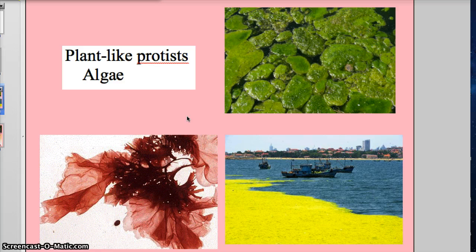It comes in many different colors: red, yellow, green, brown, diatoms, dinoflagellates, euglenoids. You may not have heard of some of those, but those happen to be some of the plant-like protists, some of the algae.